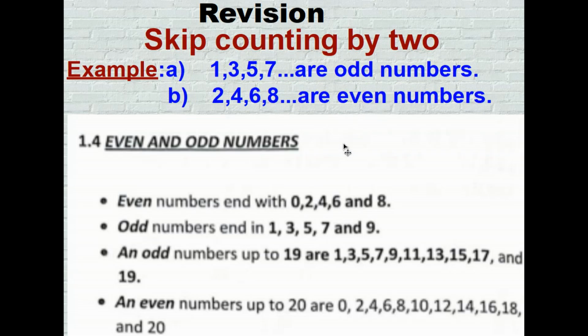And also there is skip counting by 3. We have seen counting by 5 and also by 10. The other one is we have seen even and odd numbers. Even numbers end with these digits, and odd numbers end with these ones. Even numbers are divisible by 2, and odd numbers cannot be divided by 2. This is what we discussed last time.